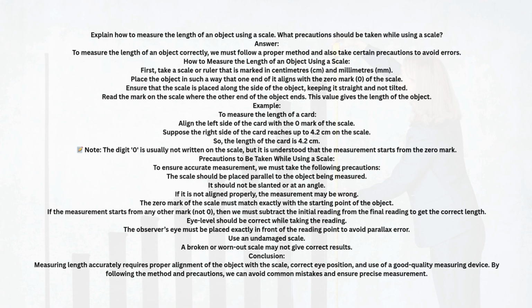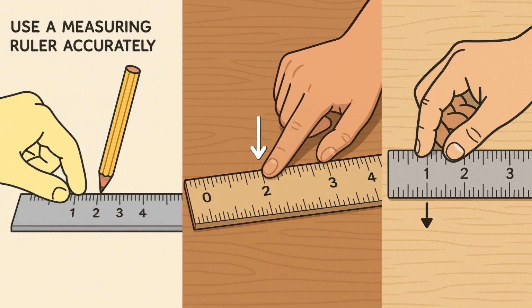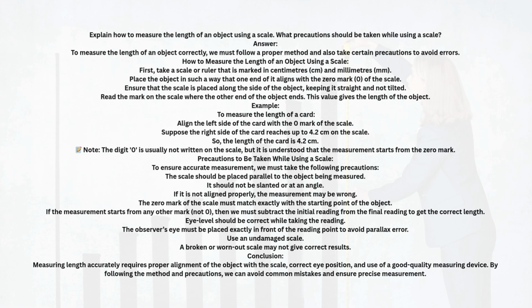There are certain precautions that need to be taken while measuring with a scale. First, take a scale or ruler that is marked in centimeters or millimeters. Place the object in such a way that one end of it is aligned with the zero mark of the scale. Ensure that the scale is placed along the side of the object, keeping it straight and not tilted.